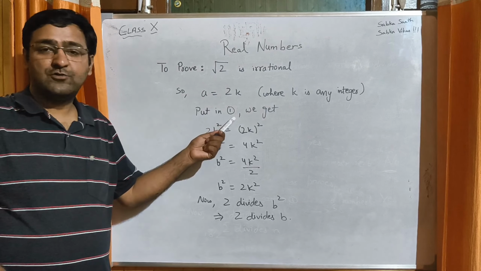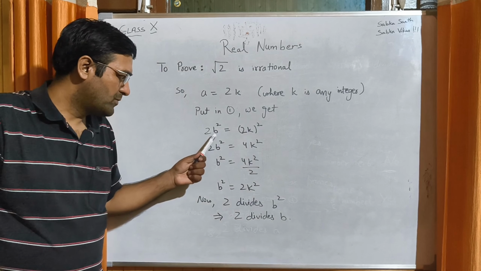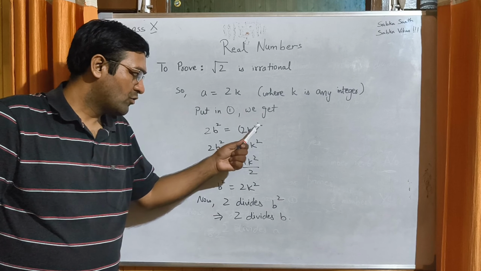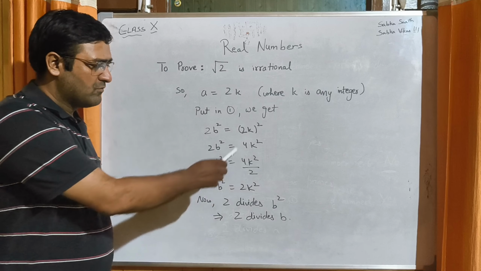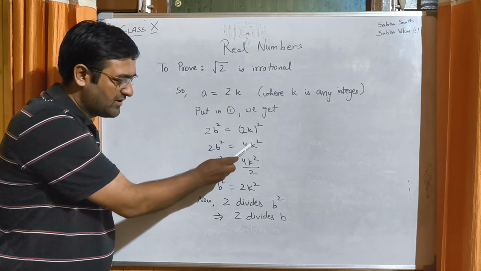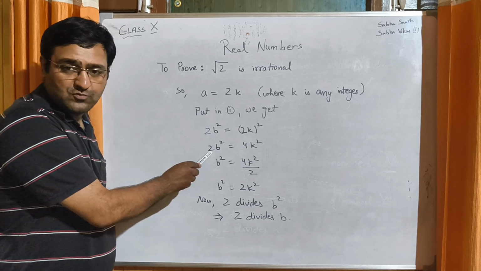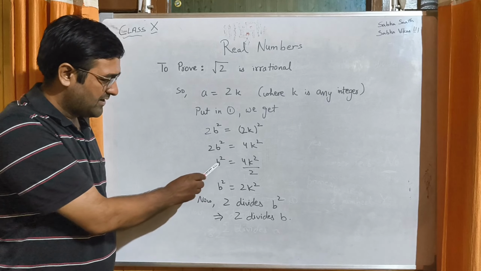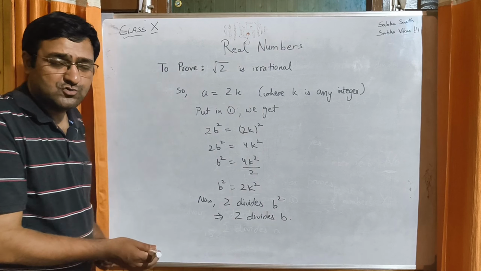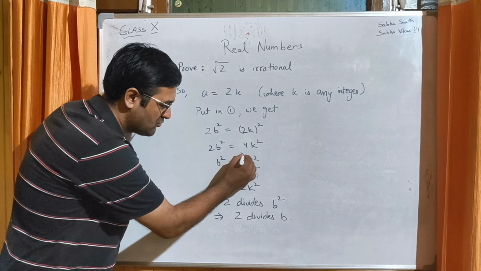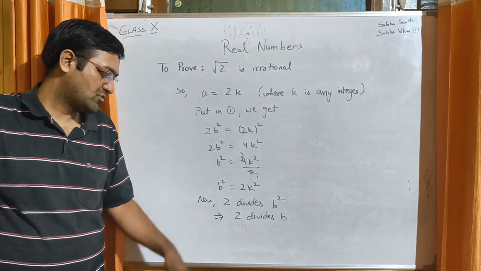So we are going to put this value in equation number 1 that we have assumed earlier. So what would we get? We are going to get 2b square equals 2k whole square. So instead of a, we have put the value as 2k. Now we are going to square this. We get 2 square is 4, k square is k square. So we are going to transpose this 2 from the left hand side towards the right hand side. So we get b square equals 4k square upon 2. Now this 2 and 4 will get cancelled. 2 1s are 2, 2 2s are 4. So we are left with b square equals 2k square.